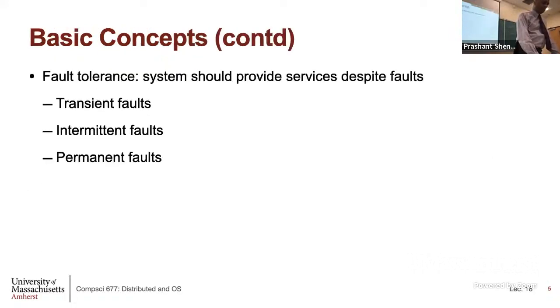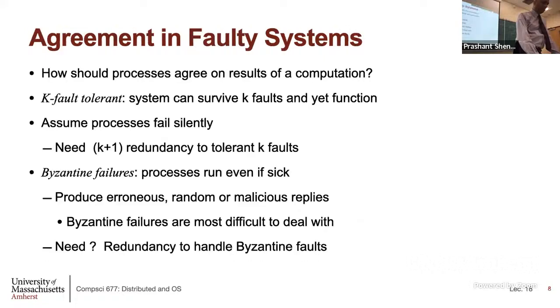So let's skip a few of these slides that we already discussed last time and get to this notion of agreement in faulty systems. Okay, so the picture you want to keep in mind here is you have a system with N processes, a distributed system, and they need to agree on some computation that they're performing. Maybe they send a request and you want to make sure that the response that comes back is correct. And you want to do this in the presence of some of these nodes failing.